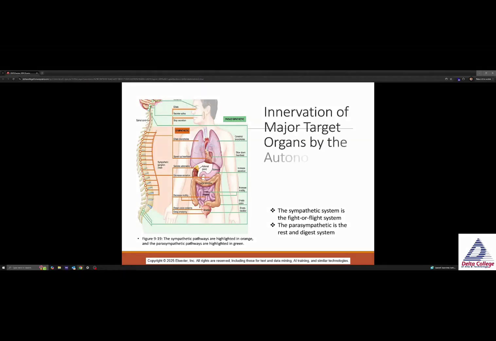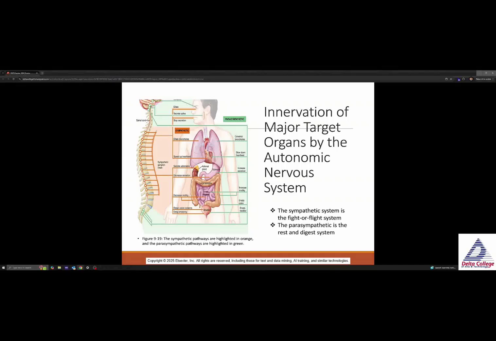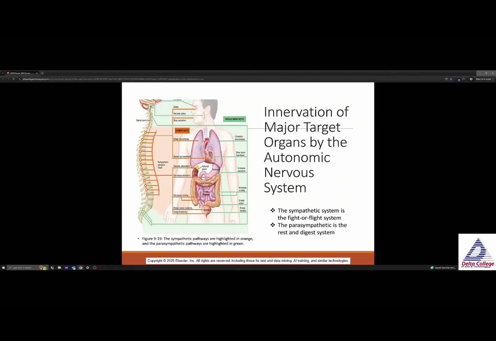So here you can see the innervation of major target organs by the autonomic nervous system. When we talk about the ANS, we are talking about either the sympathetic system, which is the fight or flight system, and the parasympathetic, which is the rest and digest. So let's first look over here in the lighter orange. Sympathetic nervous system response. This is the fight or flight.